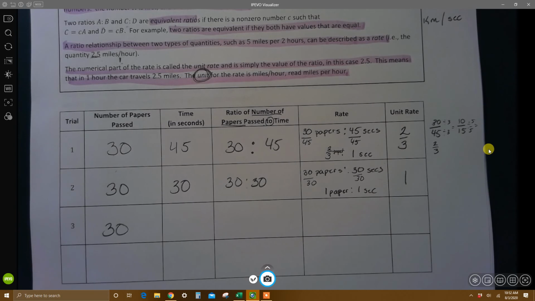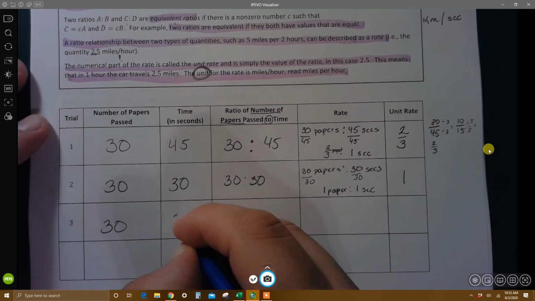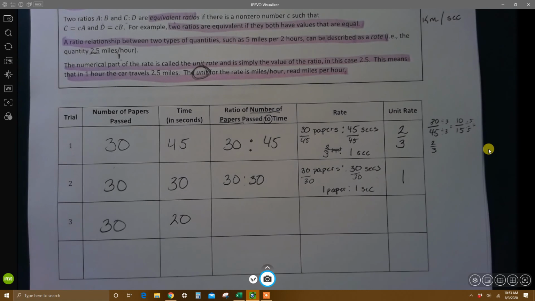All right, so last but not least, I think we could have done better than 30 seconds. So we're going to try 20 seconds. Okay, so again, pause your video, and we're going to see how we do. Okay, so go ahead and pause that video.